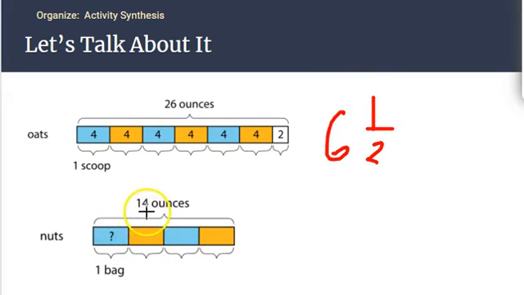Here, we know we've got 14 ounces total. We know that we have 4 bags, and we need to figure out how much goes in each bag. Well, we figured out here that to go into the 4 bags, we had to put 3 ounces in each of those. That left us with 2 ounces left over. And we had to take those 2 ounces and split it up amongst the 4, which is how we got the 1/2.